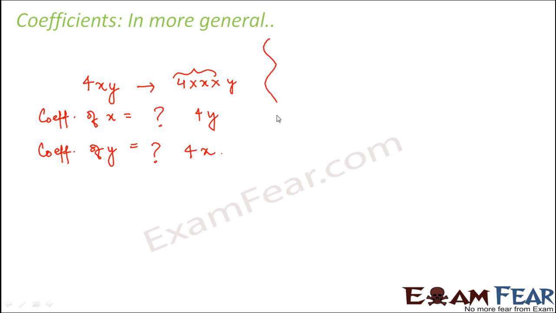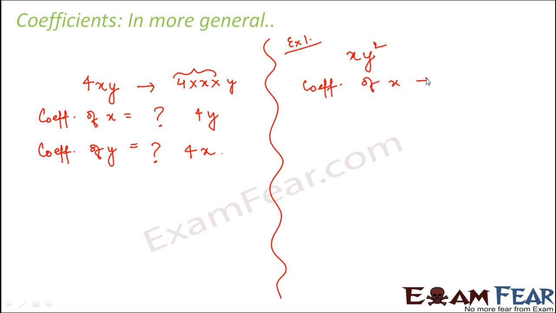So let us look at some examples. Let us look at example number 1. Let's say you have a term like xy square. What would be the coefficient of x in this case? The coefficient of x would be y square. And what would be the coefficient of y square? The coefficient of y square would be x.